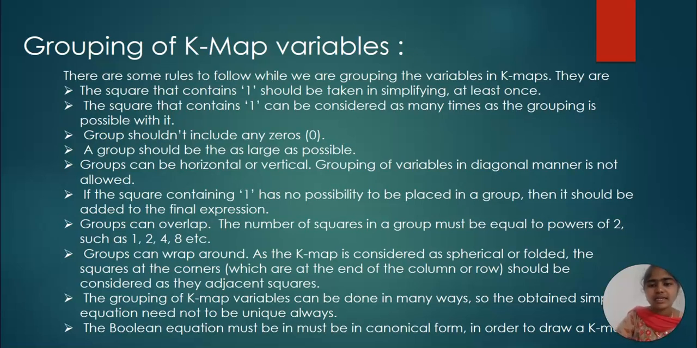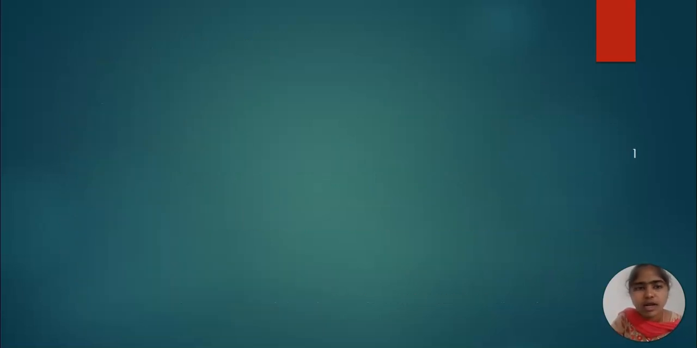The number of squares in a group must be equal to powers of 2, such as 1, 2, 4, 8, etc. Groups can wrap around, as the K-map is considered as spherical or folded. The squares at the corners, which are at the end of the column or row, should be considered as adjacent squares. The grouping of K-map variables can be done in many ways, so the obtained simplified equation need not always be unique. The Boolean equation must be in canonical form in order to draw a K-map.